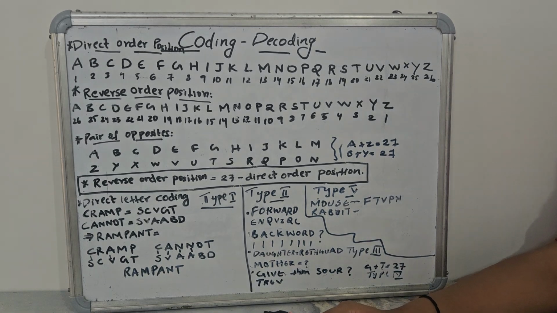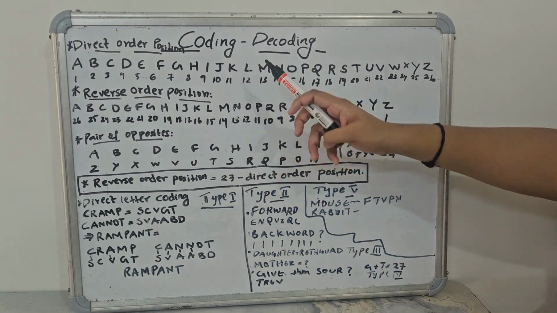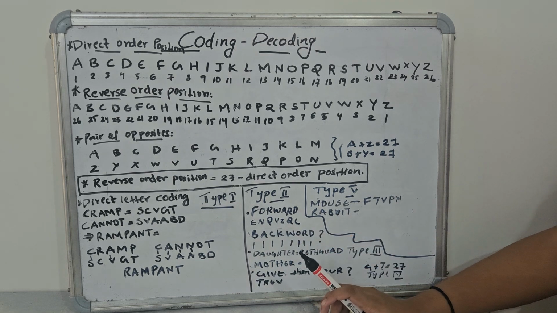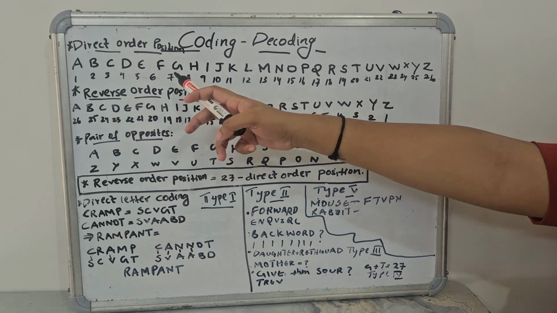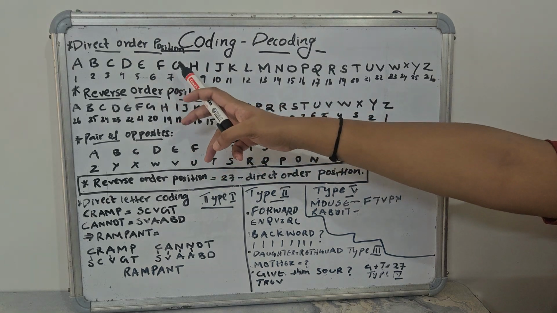So coding and decoding for UGC NET will be based on letter coding, number coding, symbol coding, mixed coding, substitution coding and deciphering messages. Let's see letter coding first. In letter coding, there are three important aspects that we have to keep in mind. The first is direct order position.